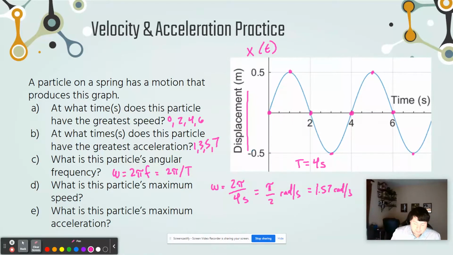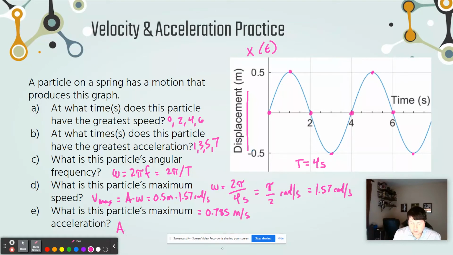For the maximum speed, remember that Vmax is amplitude times omega. So I just have to find the amplitude of this, and it looks like it goes up to 0.5 meters. My omega was 1.57 radians per second, so it'll just be 0.5 times that, which is 0.785. Now my units for Vmax are going to be meters per second, because now I'm talking about a velocity. Radians is a weird kind of pseudo unit, so I put the radians in for omega, but we're not going to continue using radians after that. So that'll just be meters per second.